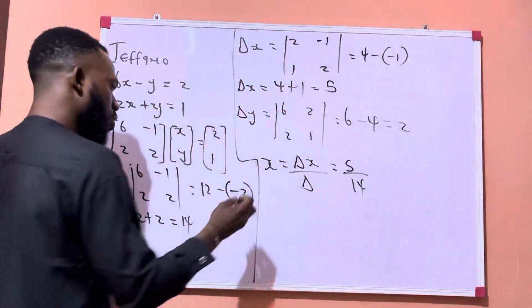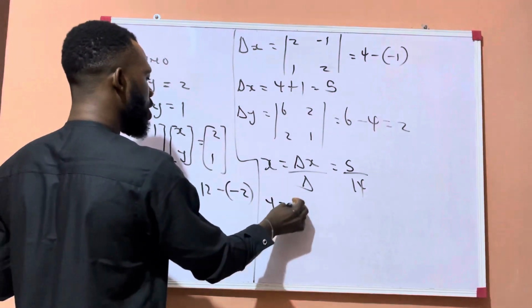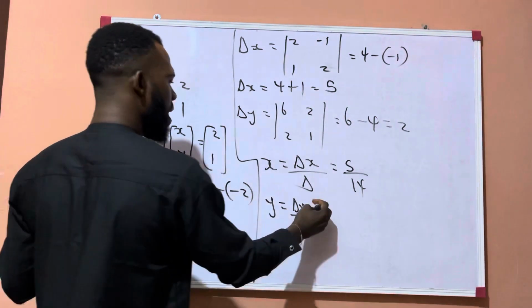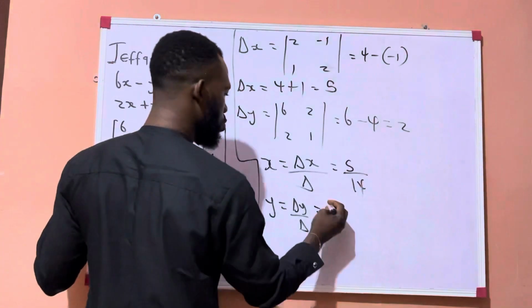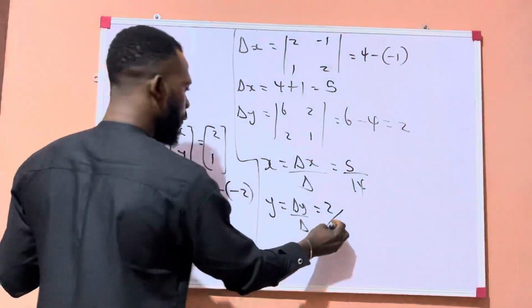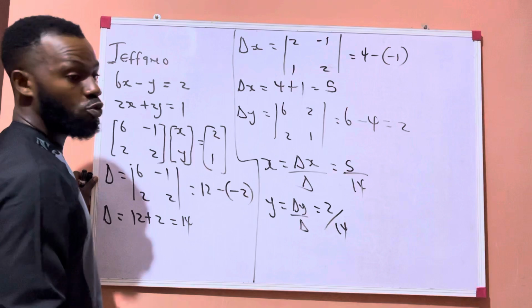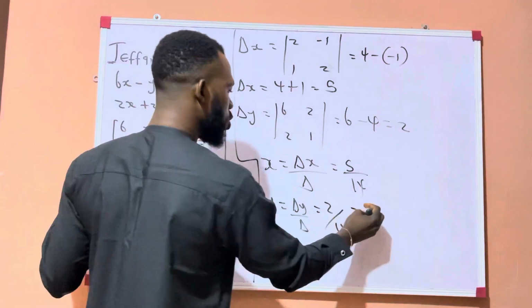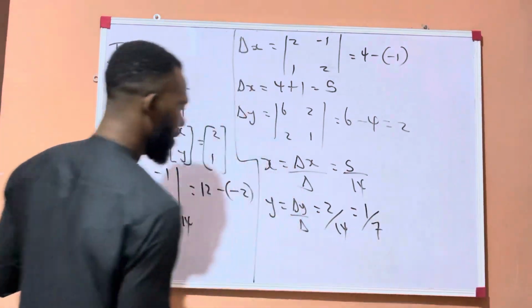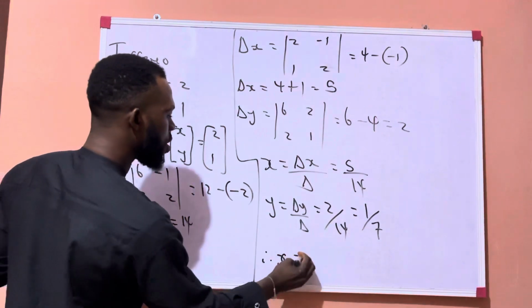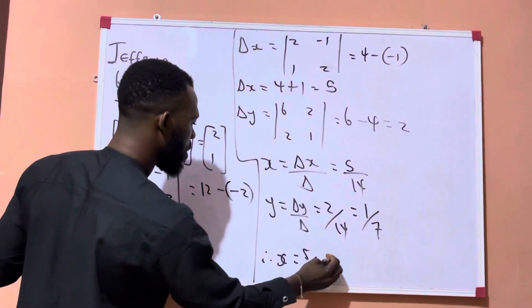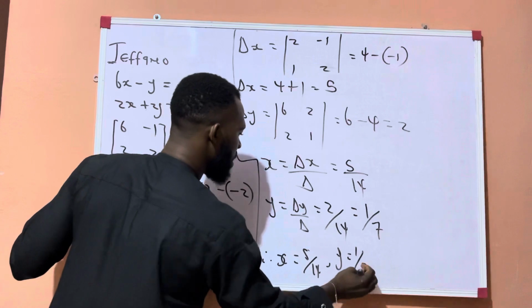Now, let's go forward to solve y. Y becomes change in y over change. Now, change in y is 2. And our change is 14. And I believe something can cancel 2 and 14, which is 2. 2 cancel 2, 1. 2 cancel 14, 7. Therefore, x is equal to 5 over 14. Then y is equal to 1 over 7.